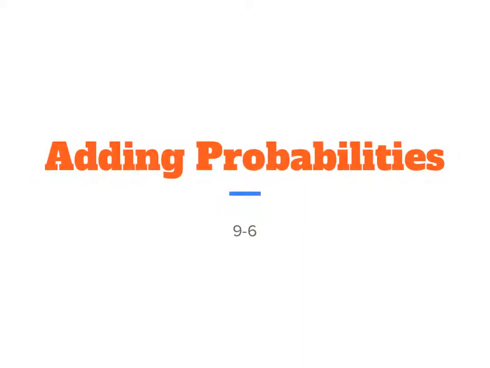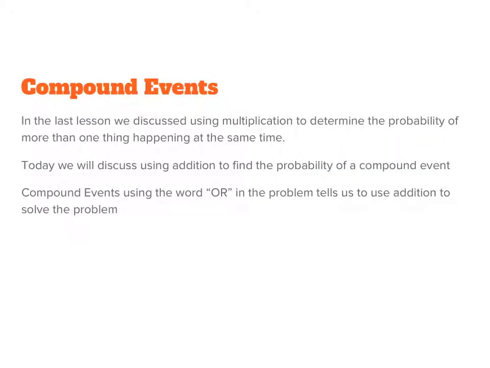Welcome to lesson 9.6. Today we're going to talk about adding probabilities. In the last lesson we discussed using multiplication to determine the probability of more than one thing happening at the same time. Today we're going to talk about when we should use addition to find the probability of a compound event. So compound events using the word or in the problem will tell us to use addition to solve that problem.